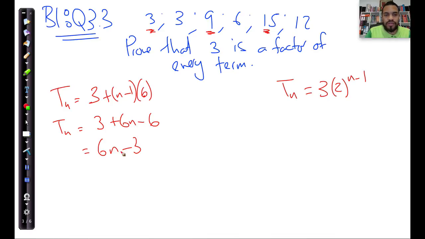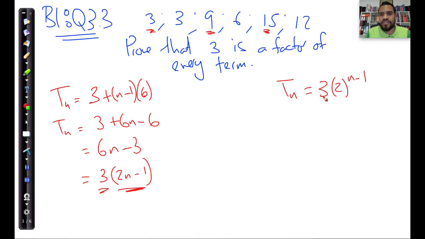Now, what can we do here? We can actually take out a common factor. The common factor is 3 times 2n minus 1. Now you've got a something times something, but one of those somethings is 3, which means 3 is a factor of every single term that comes up in the arithmetic subsequence of the big sequence above.